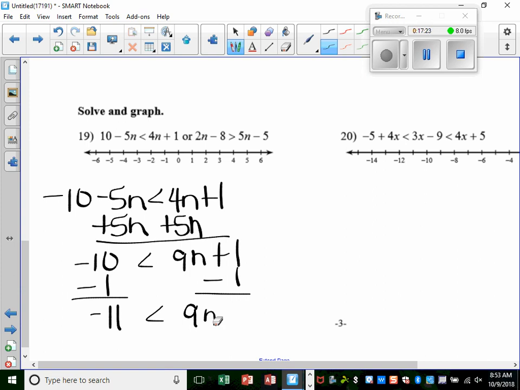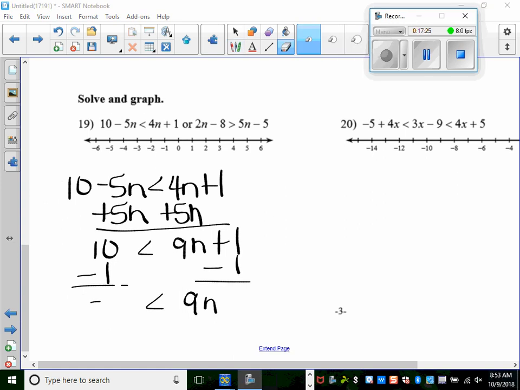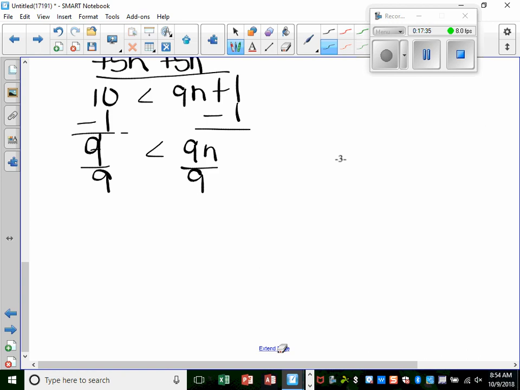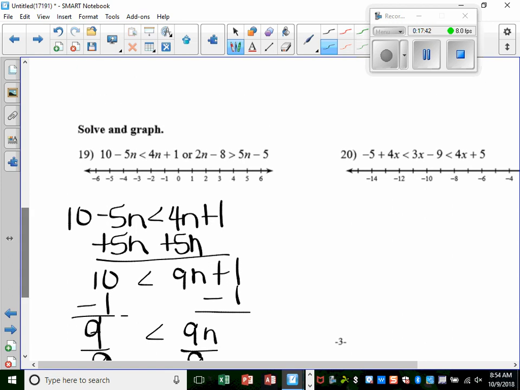Let me make sure. I need to take a look. All right, so it should not have been a negative 10. So that'll make this a positive 9. So when we divide by 9, that's going to give us what? 1, which I'm going to now write this way. Okay. Then I'm going to do the other one.